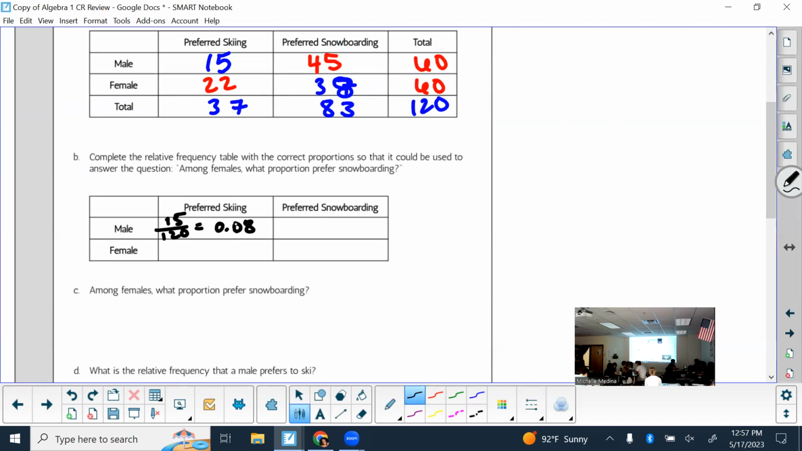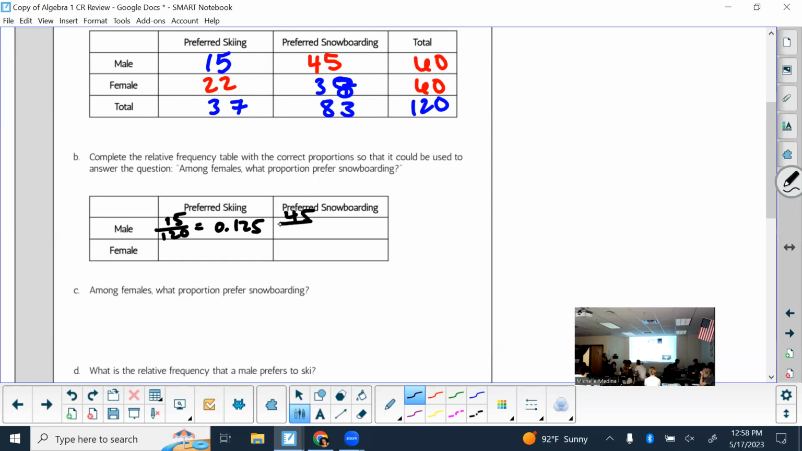Well, I'll put in my calculator. 15 divided by 120. It's 0.125. You don't need to write the fraction, but I think that might help. What is the decimal that will go here? Like, what fraction do I need to do? For males that prefer snowboarding. 45 out of 60?